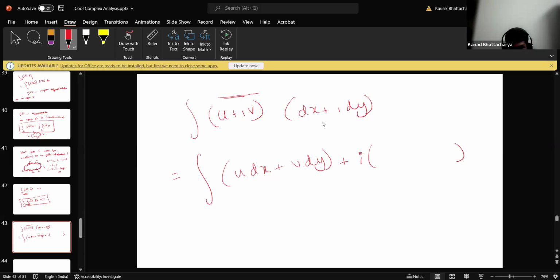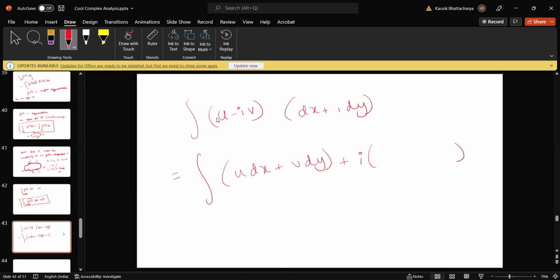Wait, u dx plus like the i and like... okay, let me just write it out explicitly. So I'm looking at the complex conjugate instead of the function itself. Okay, okay, that's what I missed. Sorry. Okay, so I actually need to revisit this argument a bit myself, but I'll just get the point across.